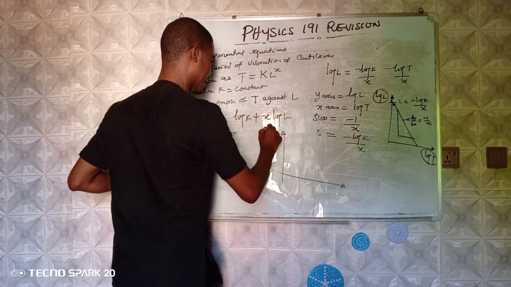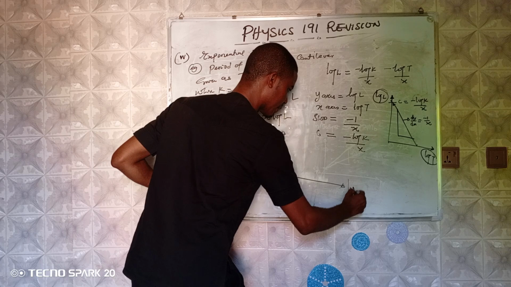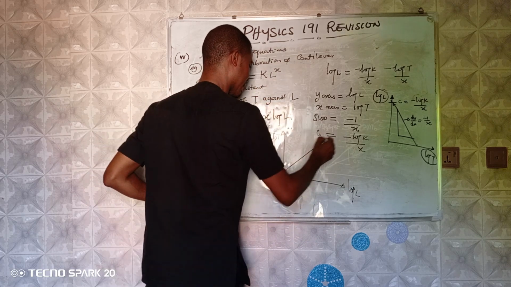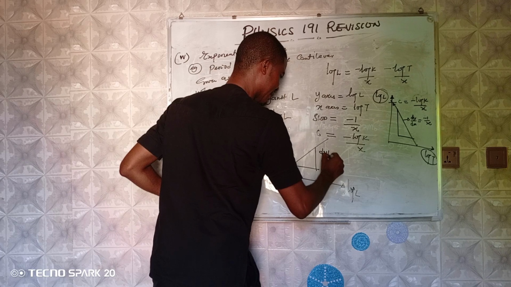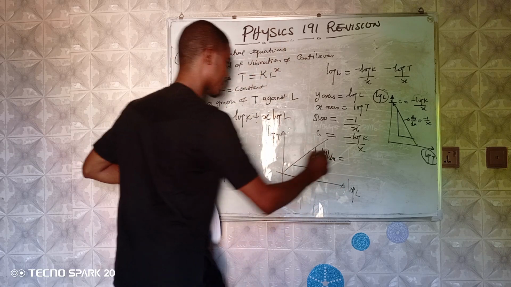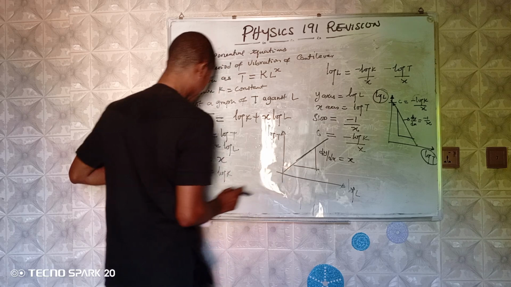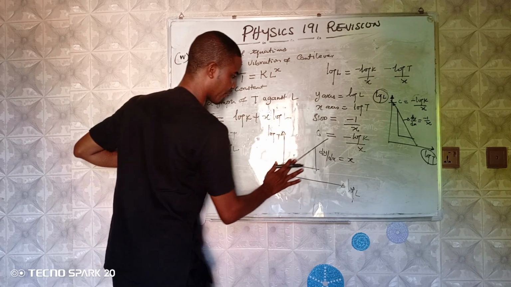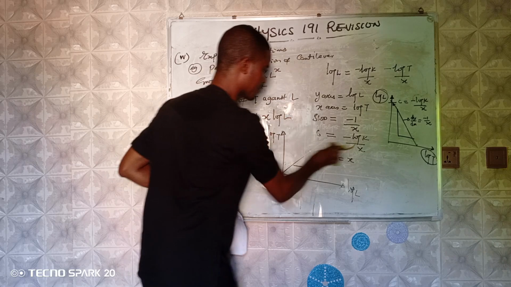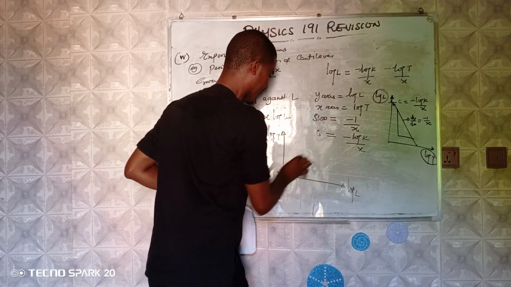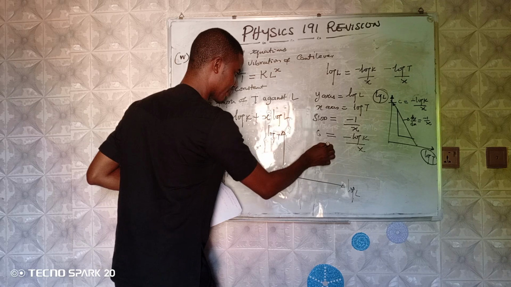If you plot this graph, we have log t here, we have log L here. It's going to be a straight line graph with a positive slope. We have our dy over dx here equal to x. But it has an intercept, so it's not going to come from the origin. So you take your best line and ensure that it has an intercept.